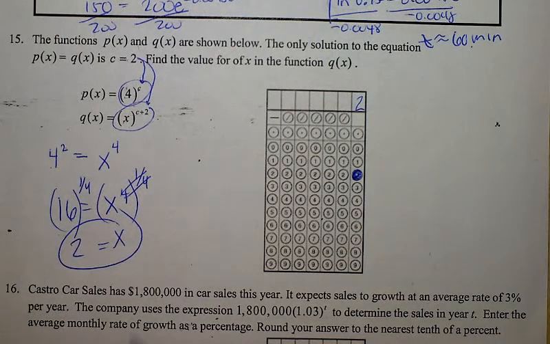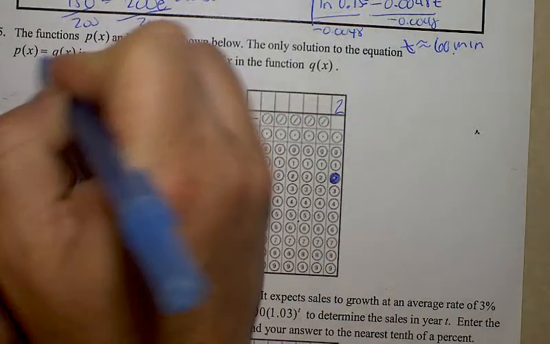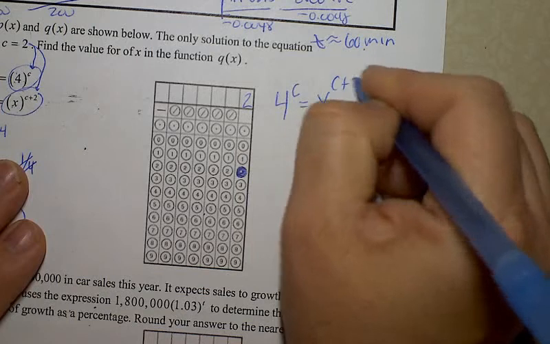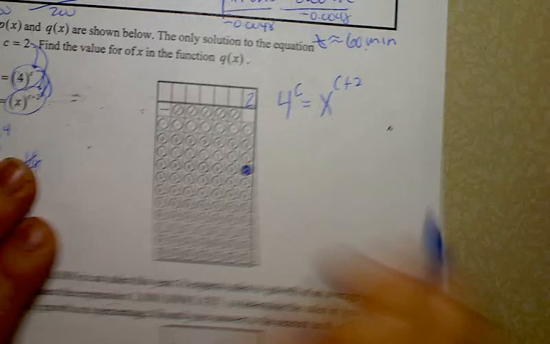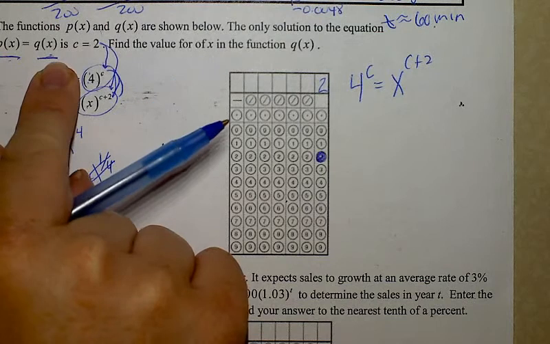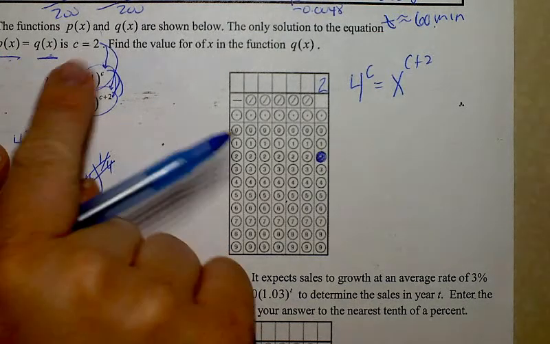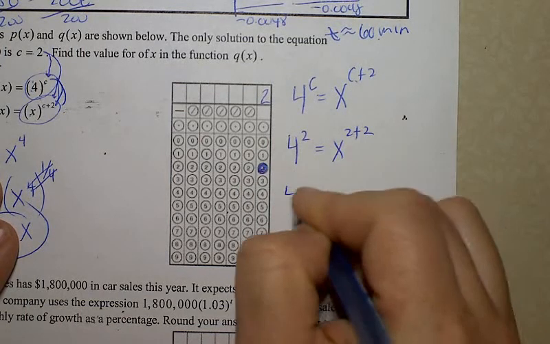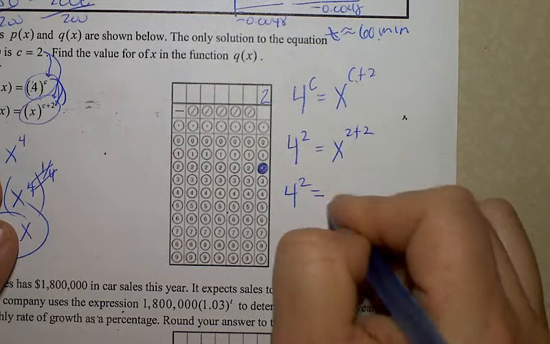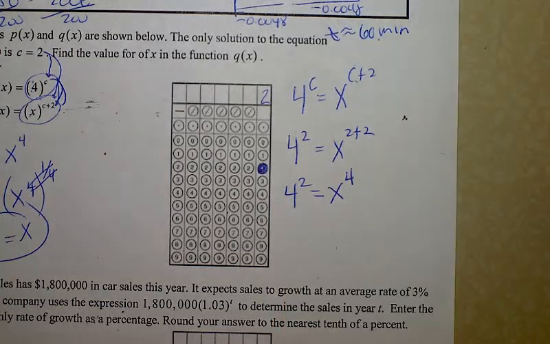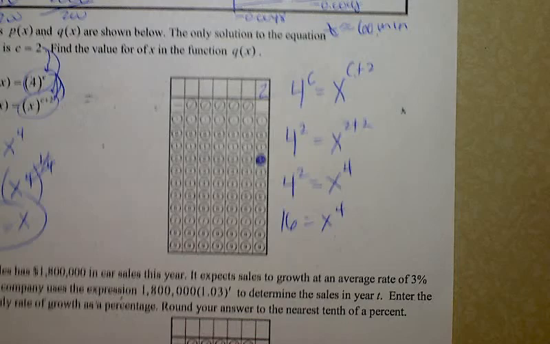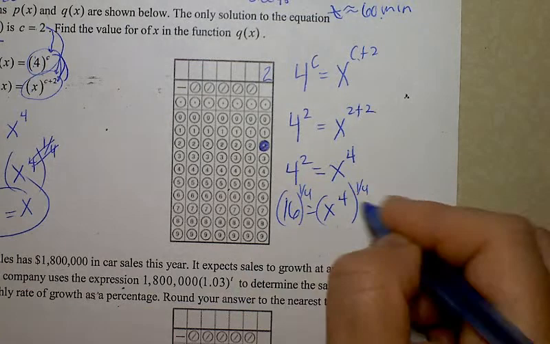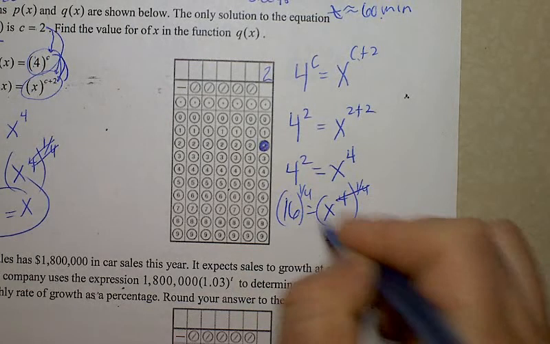Okay, here we go. So I'm just going to start this off. It says these two equations are equal, so I'm going to do it over here. I have 4 to the c is equal to x raised to the c plus 2. These two are equal, and they only have one answer, and we know that c is 2. So wherever I see a c, I replace it with a 2. So 4 squared is equal to x to the 4th. 4 squared is 16. And now to solve for x, I'm going to get rid of the 4 by raising it to the reciprocal of 1/4. When you plug this into your calculator, the correct answer is 2.